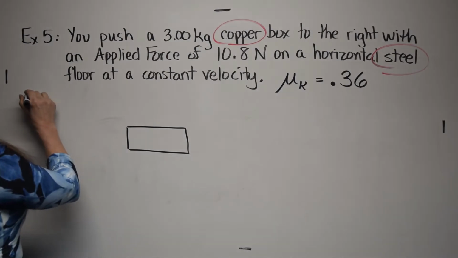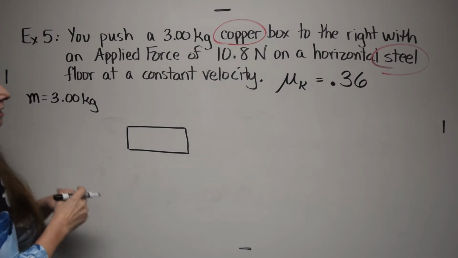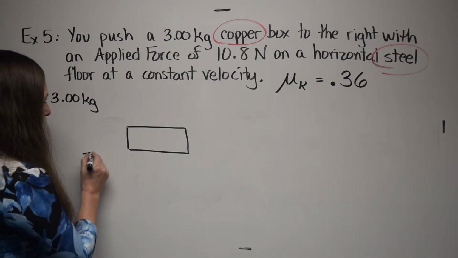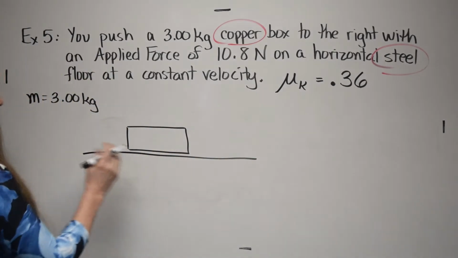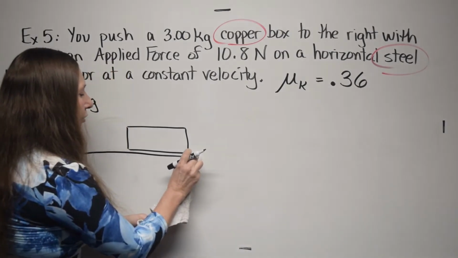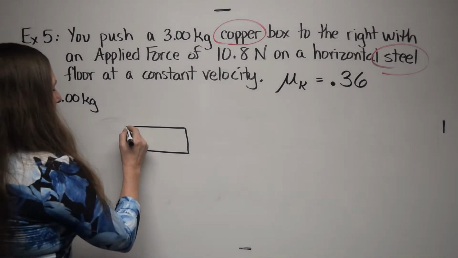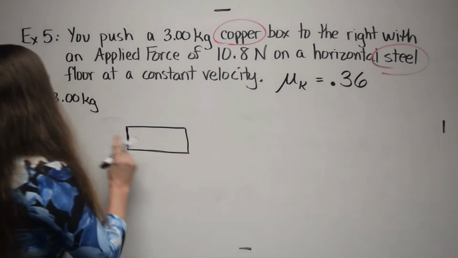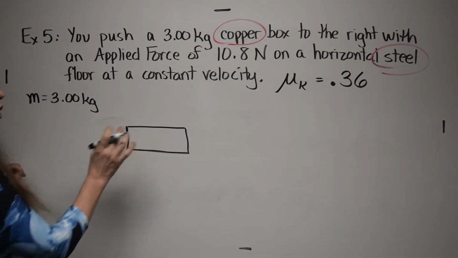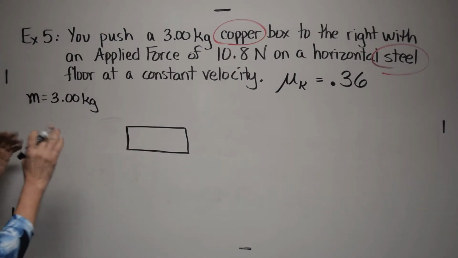So the mass of the box is 3.00 kilograms. Now, to draw a free body diagram, we don't need the surface. Obviously the box is touching the surface, but you don't need it. You can put the surface if you want to, but we don't need it, so I'm going to get rid of it. Here's the box. To draw a free body diagram, you draw all of the forces on the box. Now, mass is not a force.